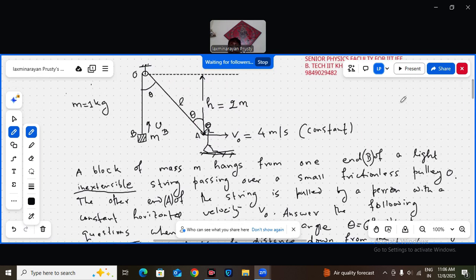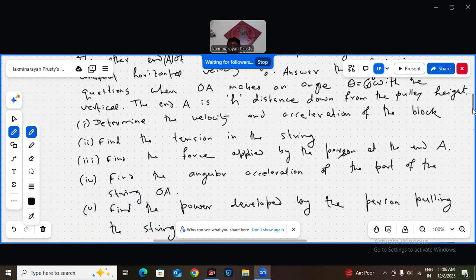So if the end A is being pulled with a constant velocity to the right in a horizontal direction, then when the angle theta is 60 degree, find out the velocity of the block and the acceleration of the block. I have given a series of questions. Determine the velocity and acceleration of the block when theta is 60 degree.